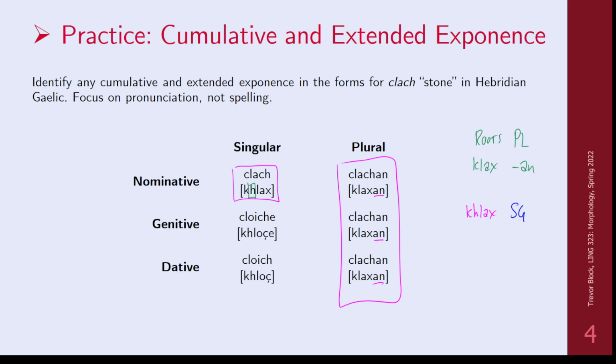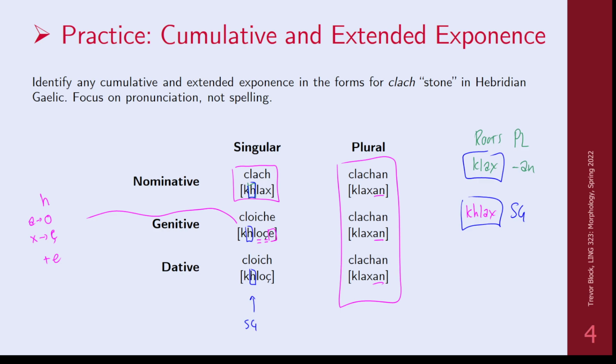So there's probably something to do with the roots being altered. But either way, this h is going to be a sign of singularity because it's in the singular but not the plural. Now, what else is happening? In the genitive singular, we see a vowel change, we see a consonant change, and then we see an added e. So let's think of these as four separate processes. We have the h, we have a vowel change, a going to o, we have a consonant change to the fricative version of it, and then we have plus a vowel.